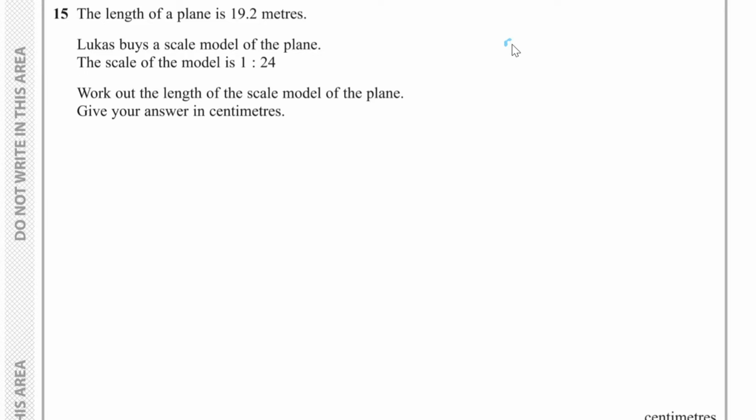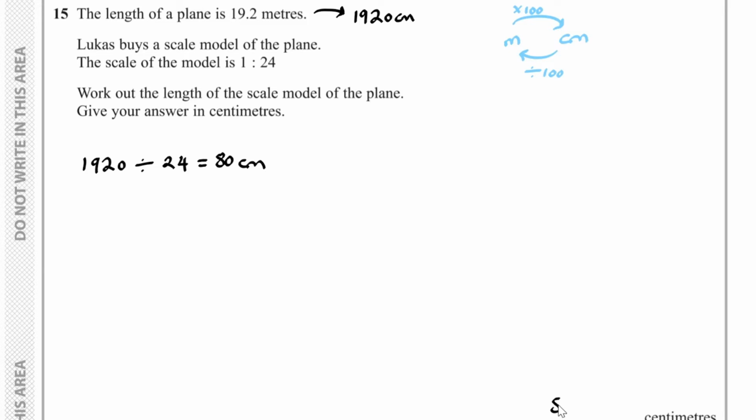Well, to go from meters to centimeters, we would have to multiply by 100. Centimeters to meters, we would have to divide by 100. So this 19.2 times by 100, that's 1920 centimeters. And therefore, using the scale, you can see over here, 1920 divided by 24, you'd find that to be 80. So we have 80 centimeters as the scale length of the plane.